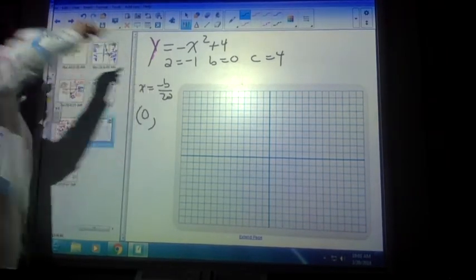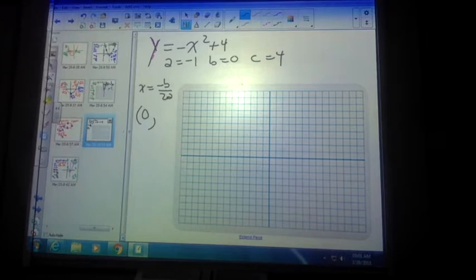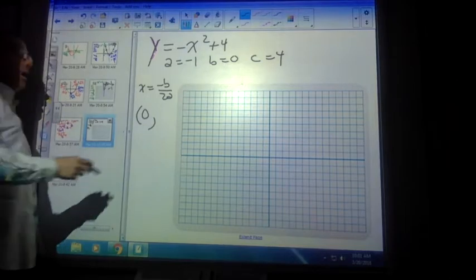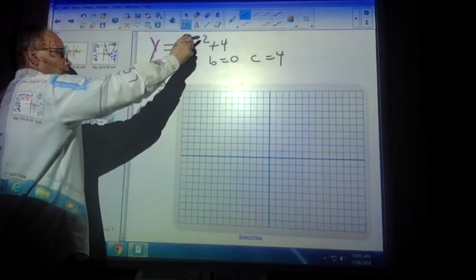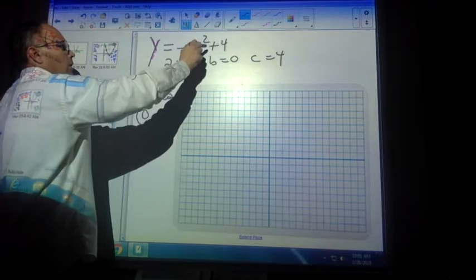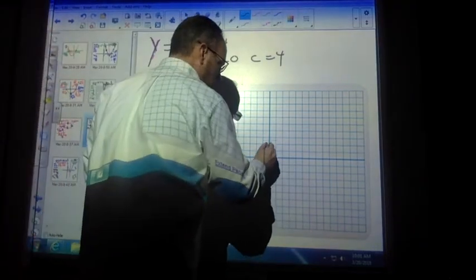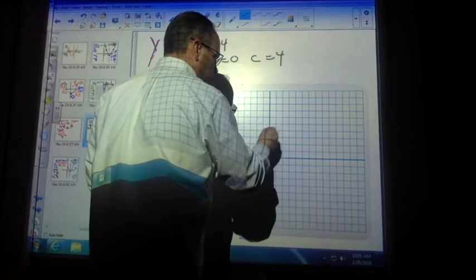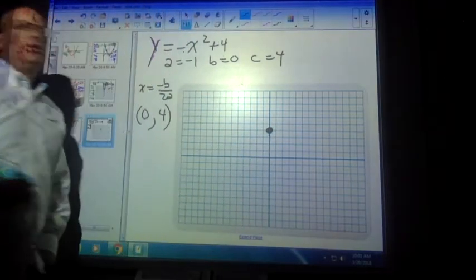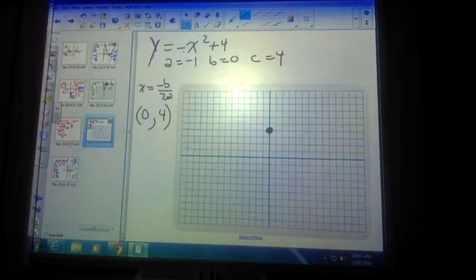Why is that? Well, I have negative b. Well, my b value is 0, so negative 0 is 0. 0 on top gives me what for an answer? 0. All right, so let's plug 0 in. 0 squared, 0. Negative 0, 0. 0 added 4, 4. There's my vertex. 1, 2, 3, 4. This is going to open down, yes? How do we know? Negative.